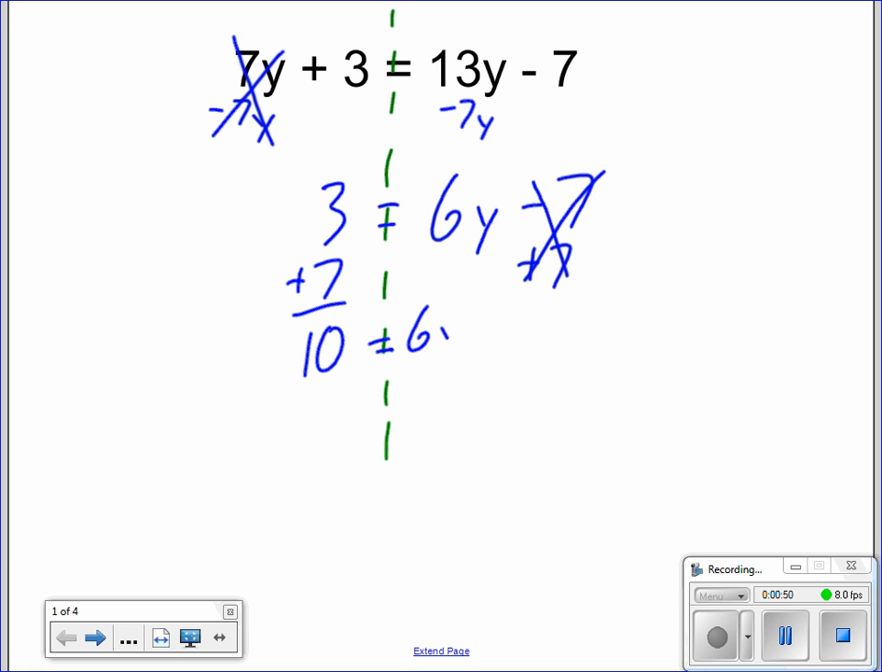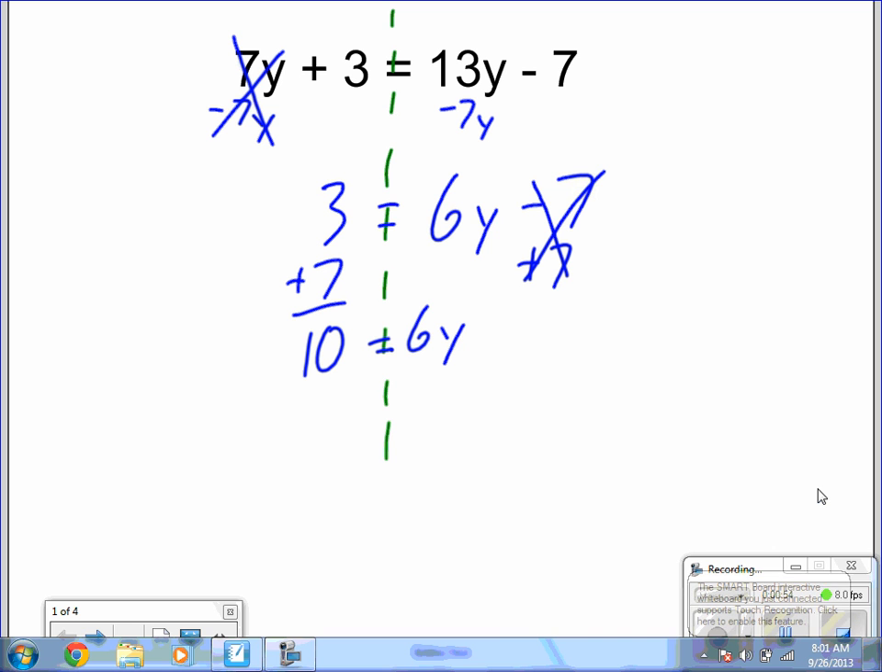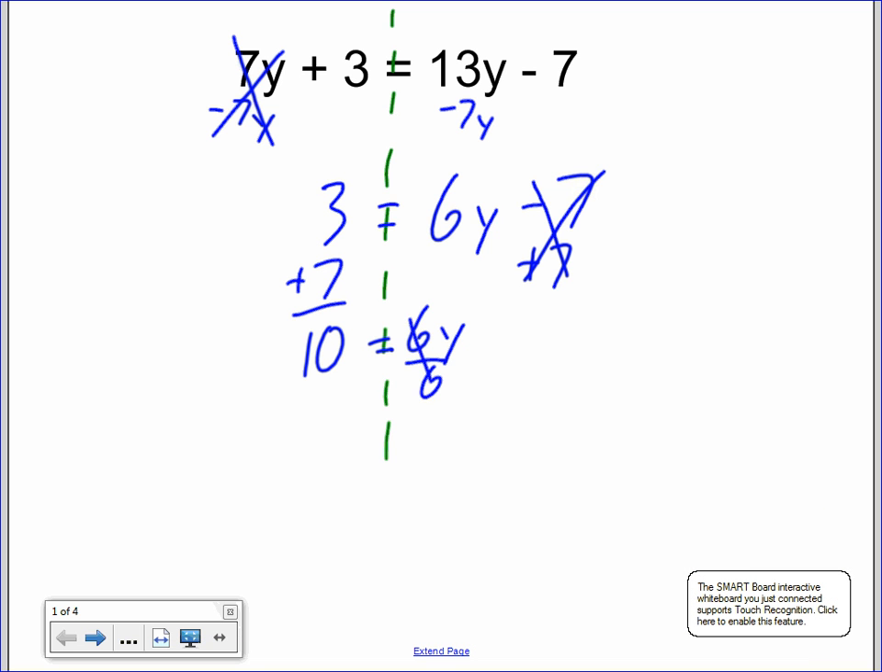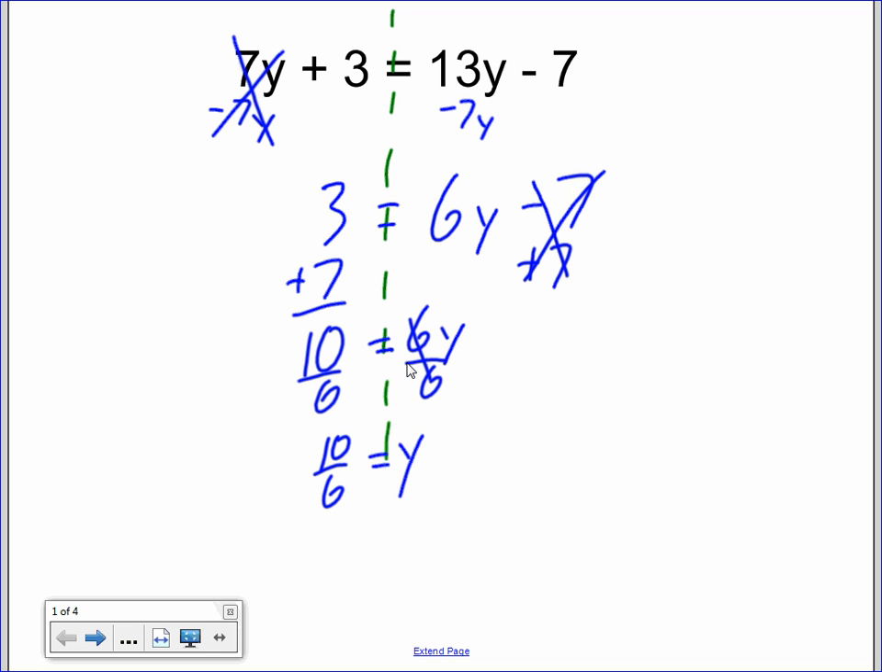Add 7, get rid of minus 7. 10 equals 6y. Divide by 6, divide by 6, and get 10/6 equals y.